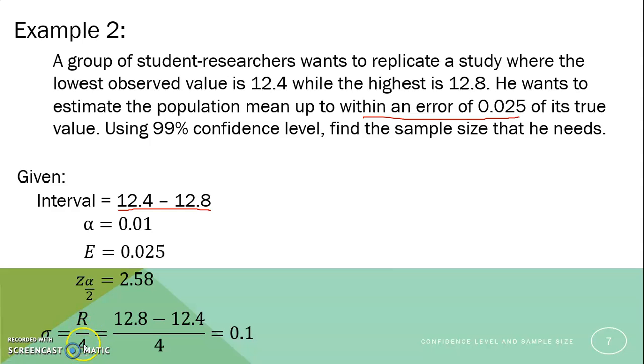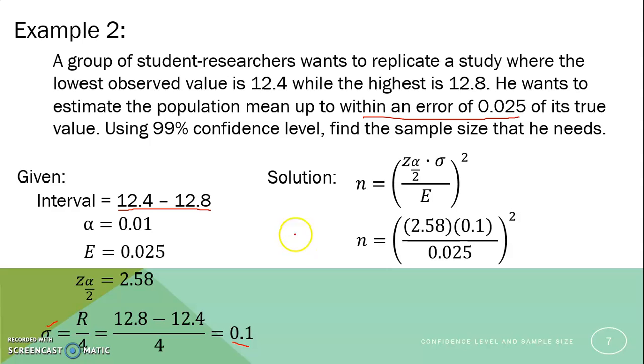So, by using the formula R over 4, where R is the range, we just subtract the interval. So, the highest value minus the lowest value divided by 4. The result for this one is 0.4. So, divide by 4, we have 0.1. So, we will use this as the substitute for sigma. Okay. So, now let's substitute the values to the formula. Our z sub alpha over 2 is 2.58. Our sigma is 0.1 and our error is 25 thousandths. So by just simplifying, we have 106.5 or approximately 107 students, or 107 respondents that the student researchers need to survey.